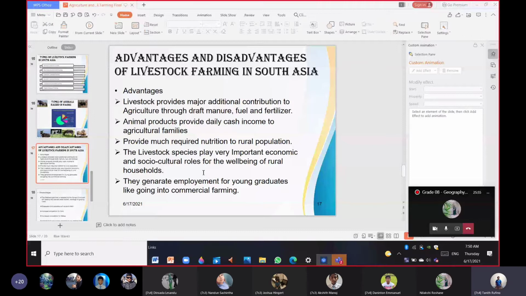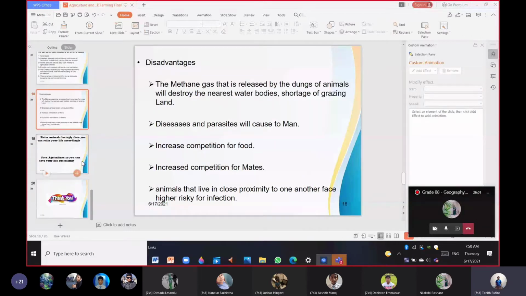So the disadvantages are that the methane gas released by the dung of animals will destroy the nearest water bodies, and there is a shortage of grazing land. Diseases and parasites will also affect men. Increased competition for food. Increased competition for mates. Animals that live in close proximity to one another face a higher risk of infection.